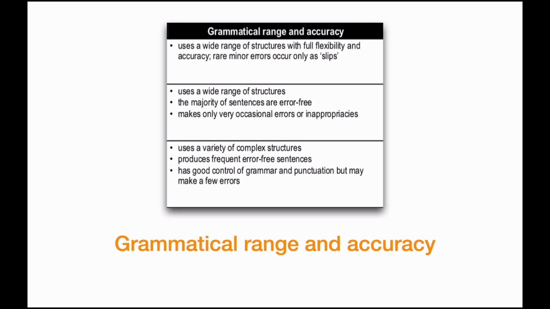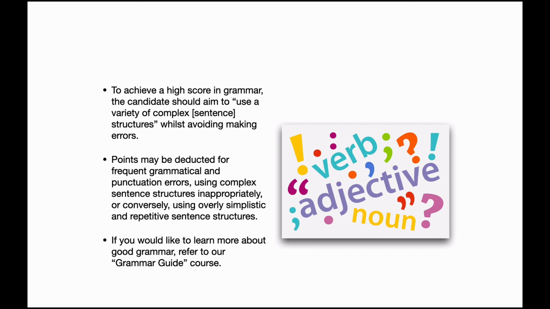Grammatical range and accuracy. To achieve a high score in grammar, the candidate should aim to use a variety of complex sentence structures whilst avoiding making errors. Points may be deducted for frequent grammatical and punctuation errors, using complex sentence structures inappropriately, or conversely, using overly simplistic and repetitive sentence structures. If you would like to learn more about good grammar, refer to our Grammar Guide course.